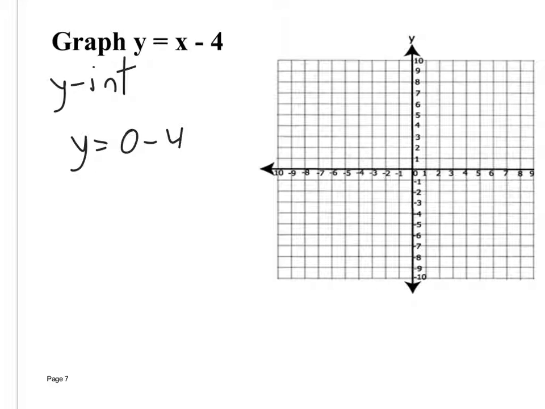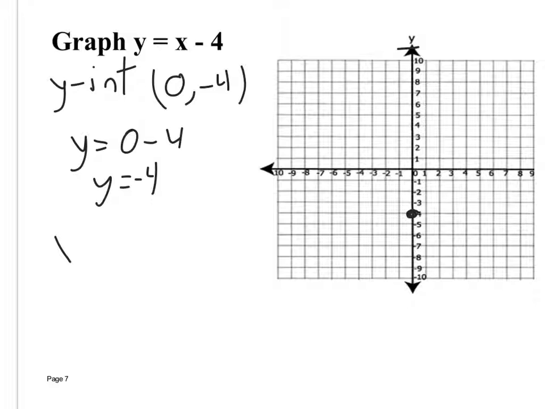Right? Because for the y-intercept, the x-coordinate is always going to be 0. Anything on the y-axis, x is always going to be 0. So y is equal to 0 minus 4, which is negative 4. So my ordered pair is 0, negative 4. You put that on the graph.